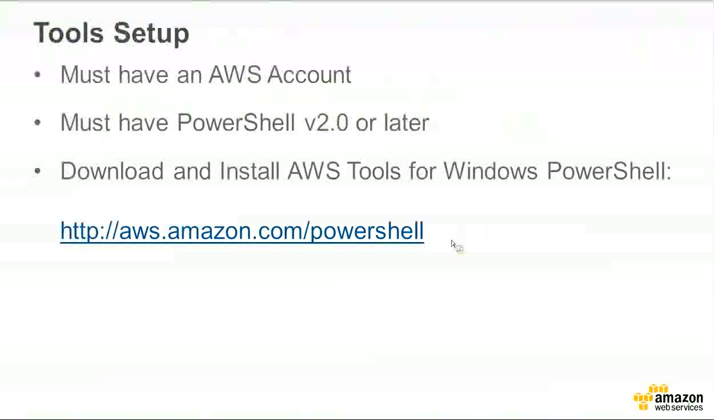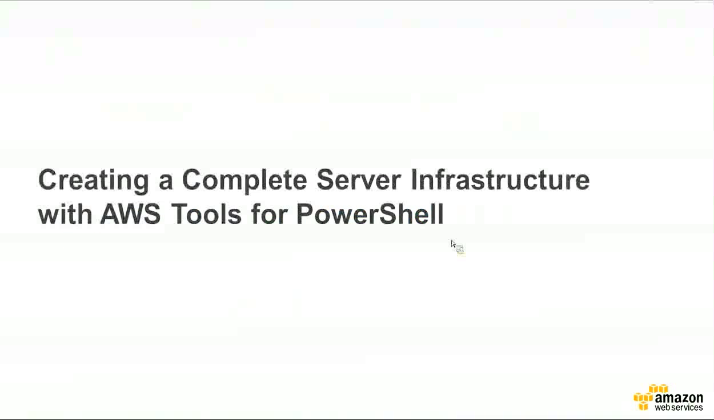So in terms of switching back over to the slides real quick, that's basically the tool setup, very straightforward. When we get to the end, what I'll do is talk about creating a complete server infrastructure with the AWS tools for PowerShell. And that'll be that lengthy script that'll automate some of those complex processes for you. Before we get into that though, let me take you through some demos to give you an idea how all this stuff ties together and how you can get started quickly.